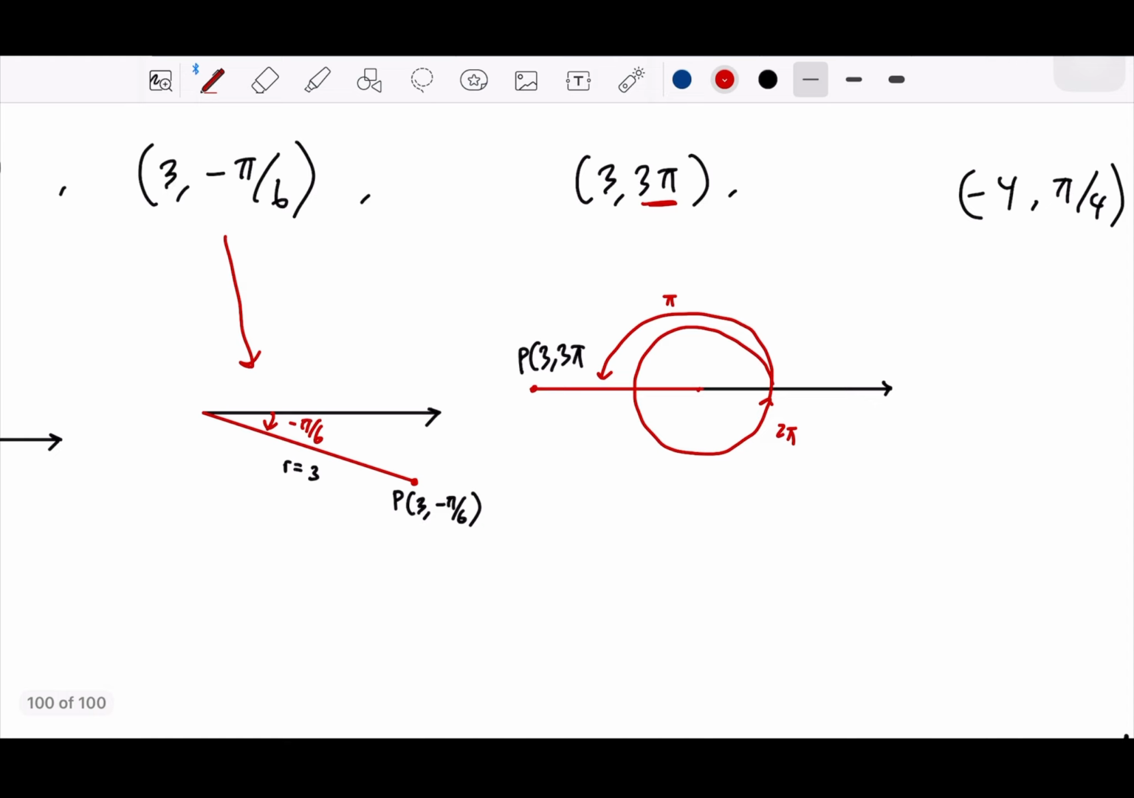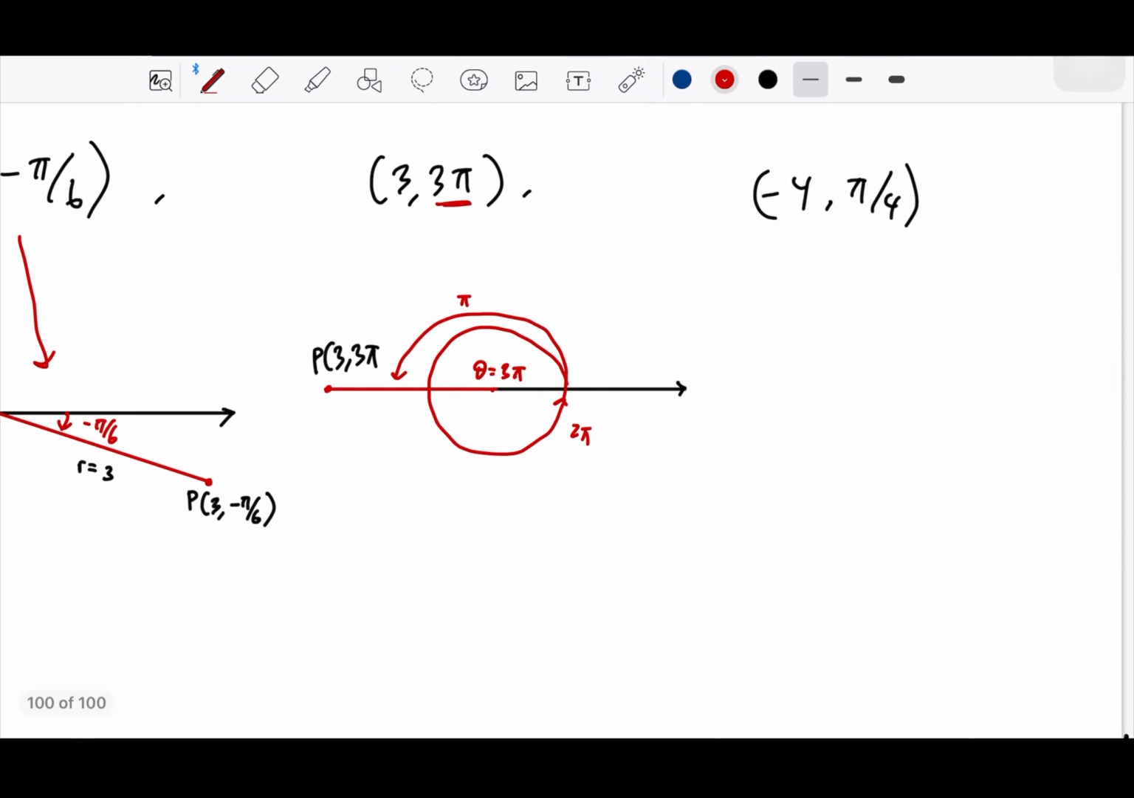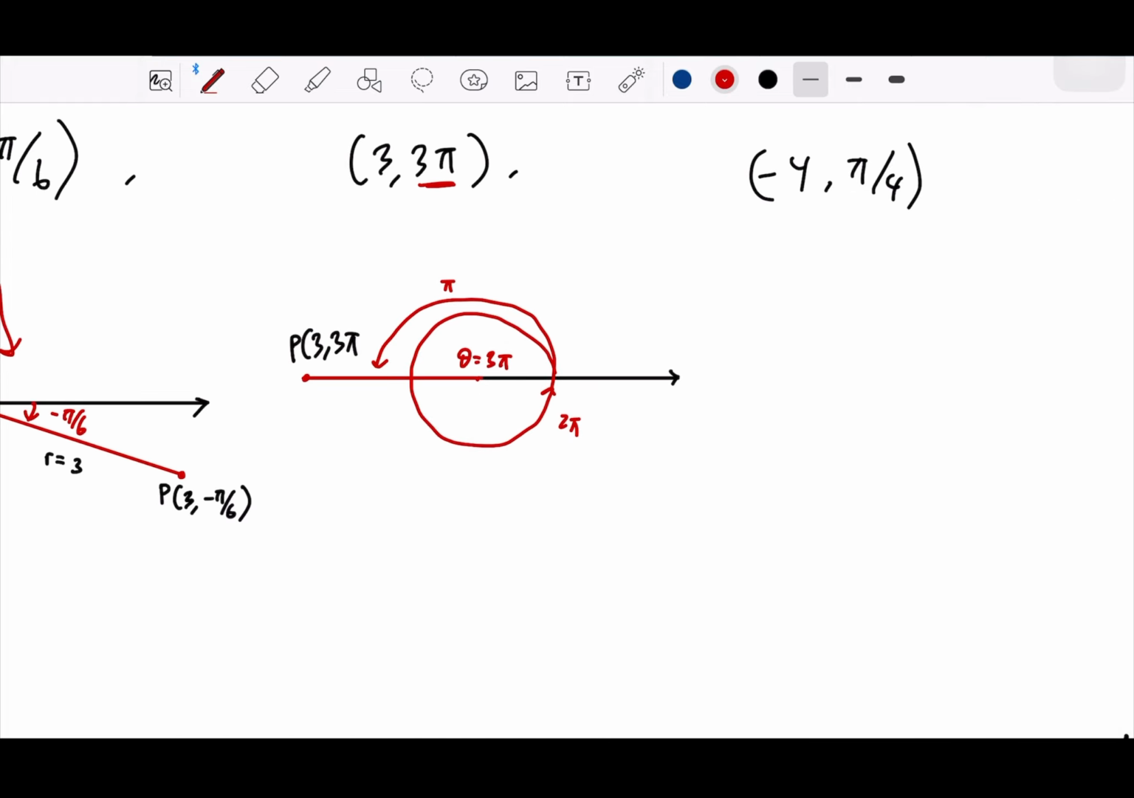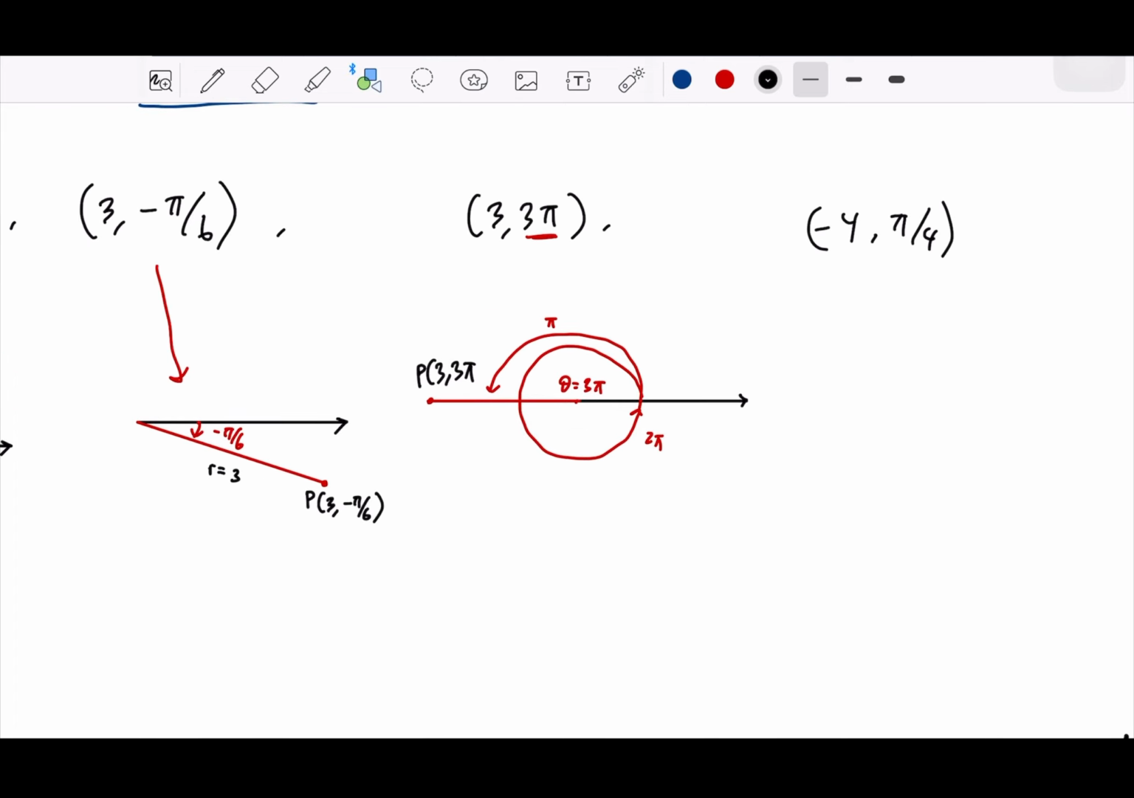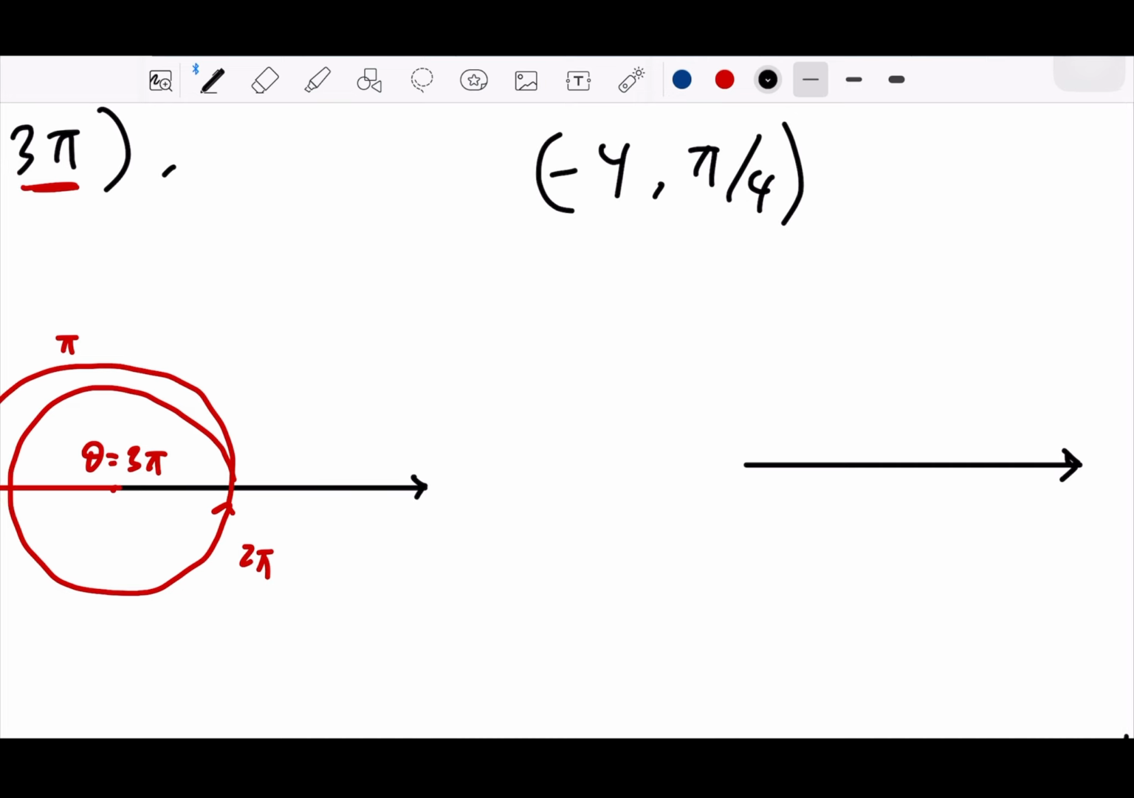This will be 3 pi, so total 3 pi. Okay. The last one, now we have the negative form, the negative radius. So always start from the polar axis, and the angle is just pi over 4. So pi over 4, if this is pi over 2, maybe around here, that will be the angle.